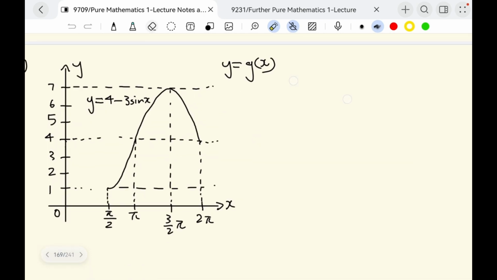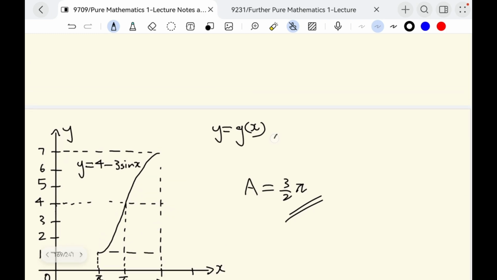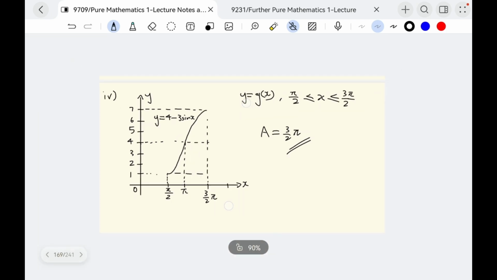So for the upper part, we have to restrict the domain here. Voila, there it is. Obviously a is 3 over 2 pi. There you go. And it is best for you to restate the domain of the function g. Okay, this is the answer.